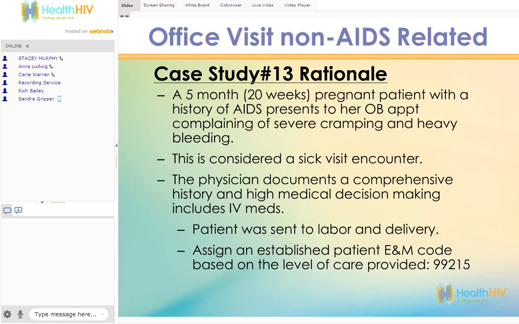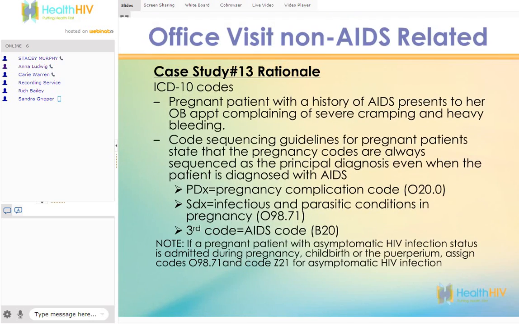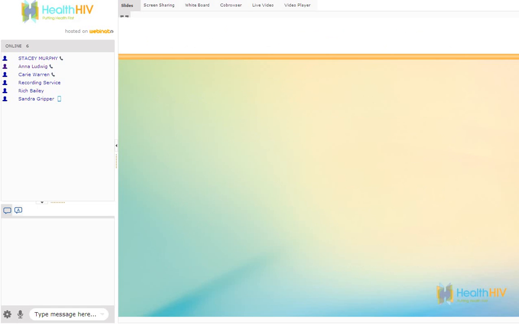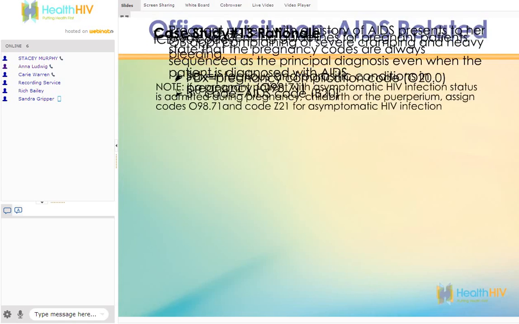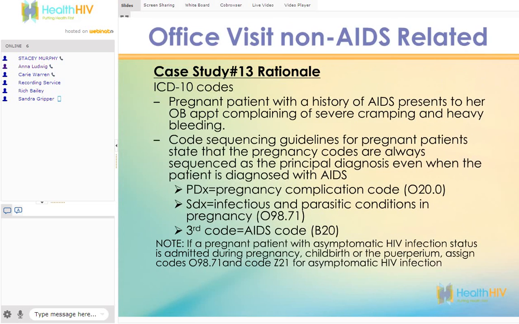And here's the rationale for the E&M level that was selected. And here's the rationale for the diagnosis code. At the bottom of the slide, it says that the patient is asymptomatic AIDS and there are no complications. Then you report O98.71 and Z21. So the scenario on this slide details a patient that has complications. If they come in for a routine follow-up and they don't have any complications, then you would report the O98.71 and the Z21.